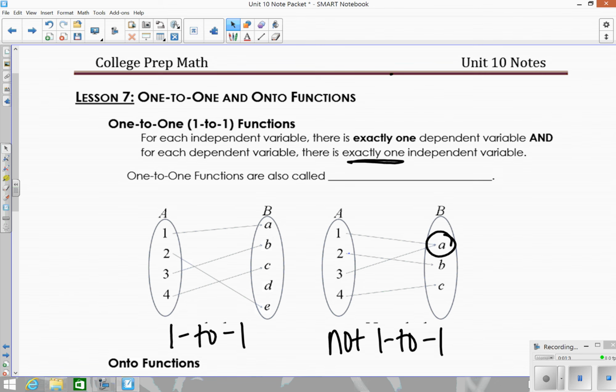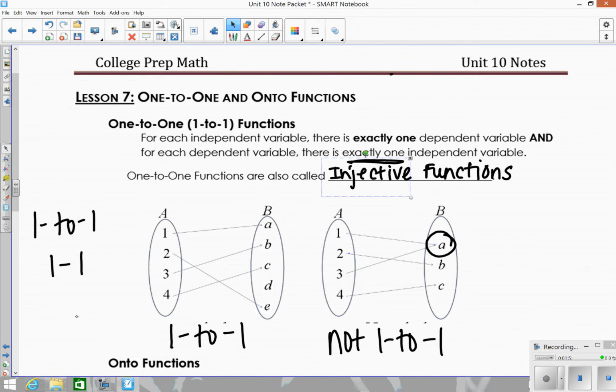When a function is called one-to-one, it's also called an injective function. So one-to-one functions are also called injective. Typically, you're going to see this as one-to-one though, but the other name is injective functions. And sometimes, instead of one-to-one like this, you might just see it as 1-1. So these are other notations for one-to-one.